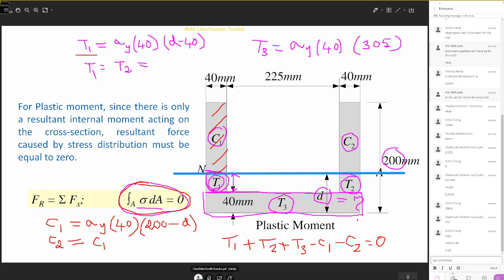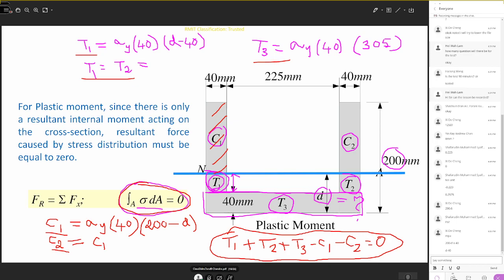So first we need to write the T1, T2, then T3, then we write C1, C2, okay? In this case, T1, T2 are the same and C1, C2 are the same. Therefore, to calculate the resultant force acting on the cross section, we can add the tension forces and subtract the compressive forces. So the net force acting on the cross section will be 0. Once you apply this equation, you will be able to find the height of the neutral axis, d.